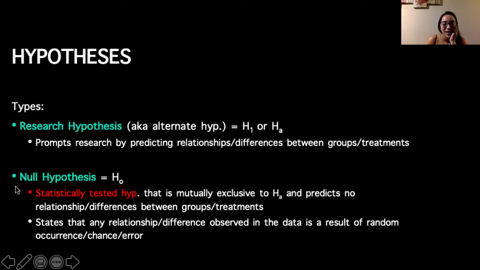Anyways, this is the statistically tested hypothesis. I put it in red because it is important and students always forget. When you run a statistical test, you are always testing the null hypothesis. The null hypothesis is usually going to be saying that there is no relationship, there is no effect, there are no differences between groups or treatments, etc.